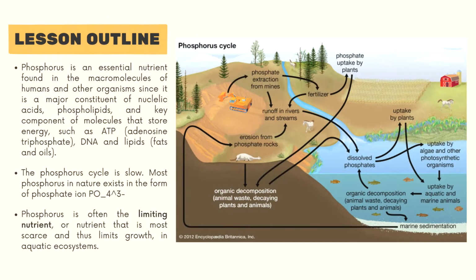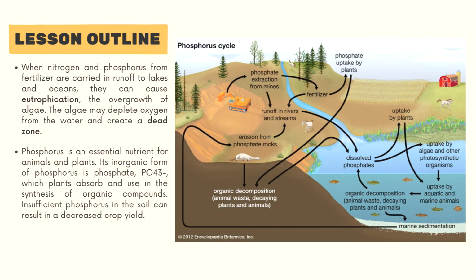Phosphorus is an essential nutrient found in the macromolecules of humans and other organisms since it is a major constituent of nucleic acids, phospholipids, and a key component of molecules that store energy such as ATP or adenosine triphosphate, DNA, and lipids. The phosphorus cycle is slow. Most phosphorus in nature exists in the form of phosphate ion. Phosphorus is often the limiting nutrient, or nutrient that is most scarce and thus limits growth in aquatic ecosystems.